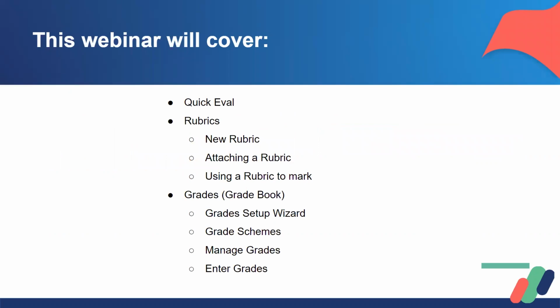And in this webinar today, we've already mentioned the three tools we're going to be specifically looking at, which is quick eval, rubrics, and grades. But we're also going to be looking at within rubrics how to create a new rubric and attach a rubric, and also using the rubric to do some marking. Then within grades, which is essentially the grade book within Amathuba, we're going to be looking at the grade setup wizard, how to create grade schemes, how to manage your grades, and also enter grades.